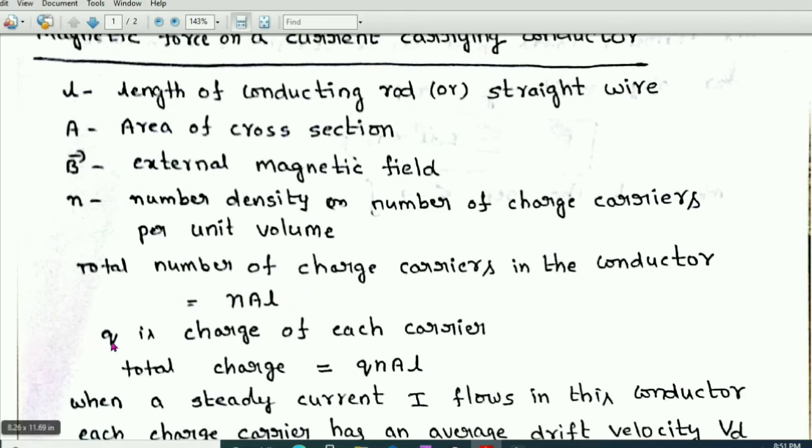Let small q be the charge of each free electron, that is, the charge of each carrier. Now the total charge is the total number of charge carriers times the charge of each carrier. Here q is the charge of each charge carrier and nAL is the total number of charge carriers. So q into nAL gives the total charge of the conductor.